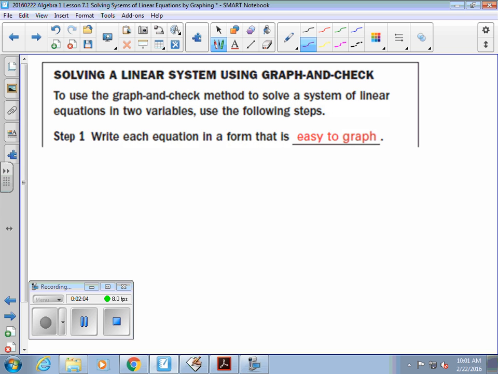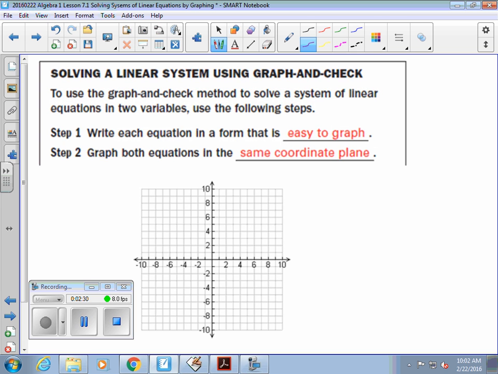For most of us, the easiest form to graph in is slope-intercept form: y is equal to mx plus b. Some of us are comfortable graphing with the x and y intercepts by plugging in 0 for both of them when it's in standard form. And some of us are even capable of graphing in point-slope form. But again, notice it does not specify which form to write it in. Write it in a form that is easy to graph.